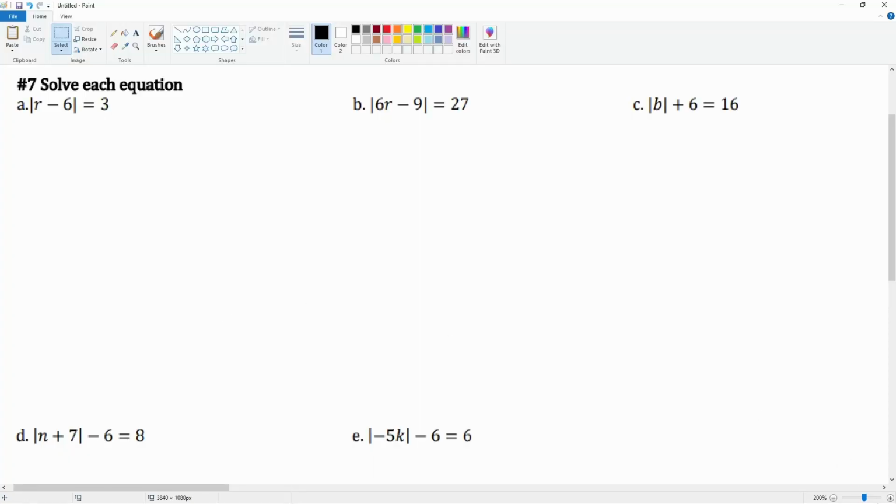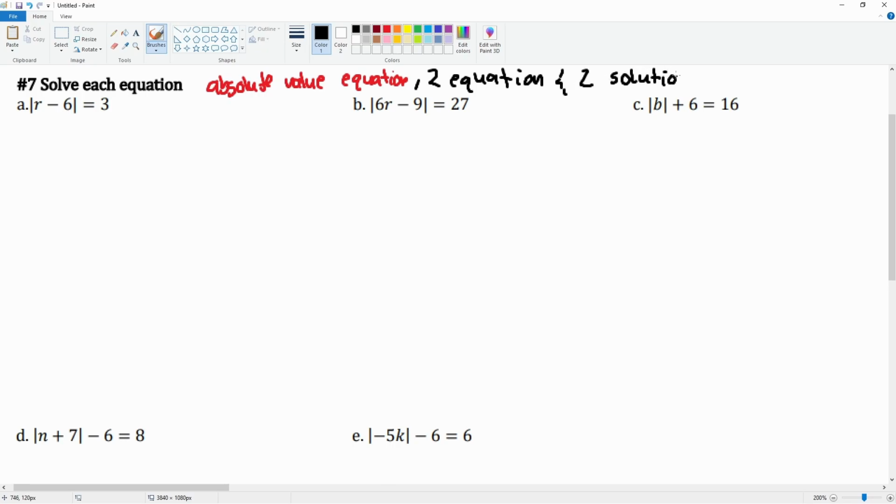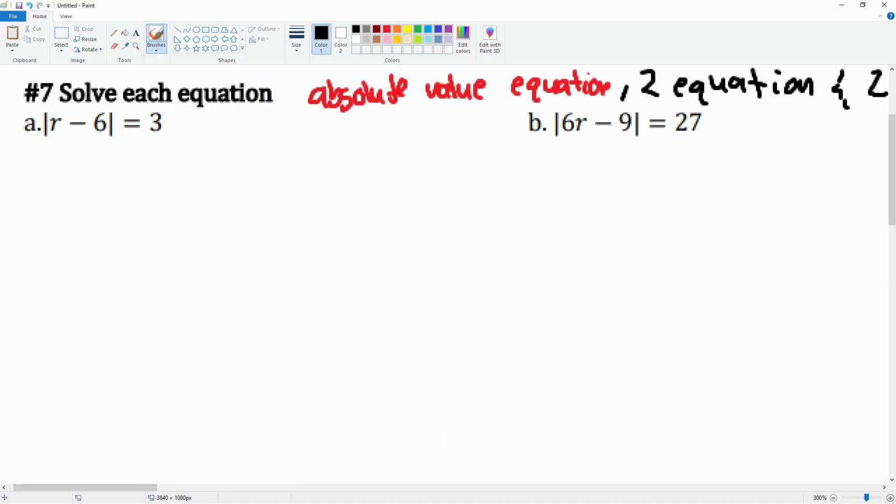Number 7, we're going to solve each equation. But what is special about all these problems here is that they are absolute value equations. Therefore, there are always going to be two equations and two solutions if possible. So let's take a look at A first.